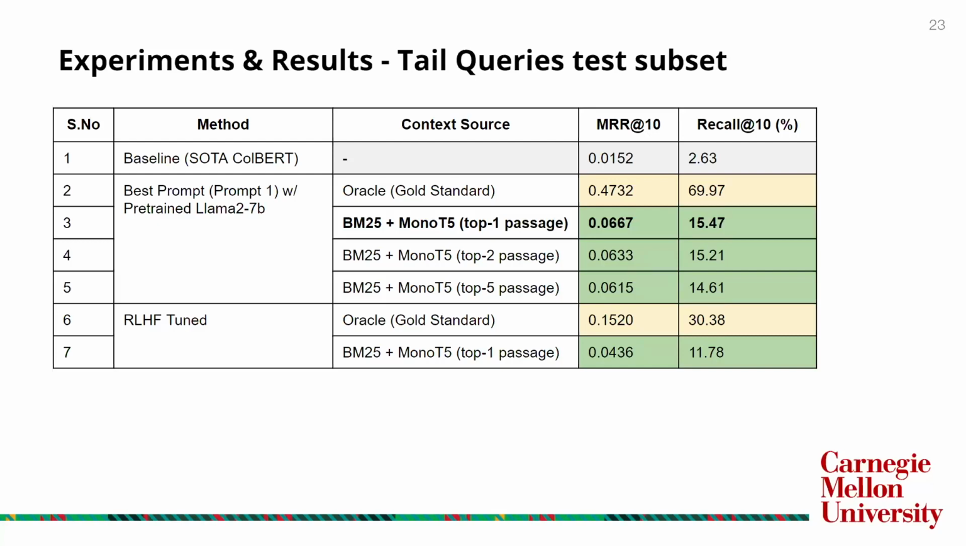And for our best prompt engineered model, so the best prompt with the pre-trained llama model, we saw that for top 1 passage retrieval, we got almost a 5x improvement in recall at 10 over our baseline. So this confirmed our hypothesis that RAG especially helps with tail queries, because we saw such huge jumps in our metrics.